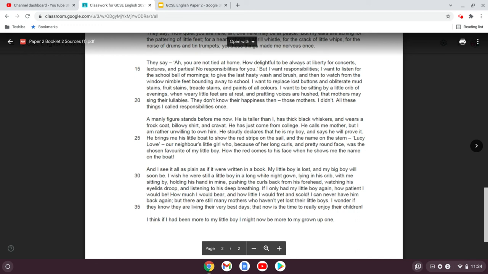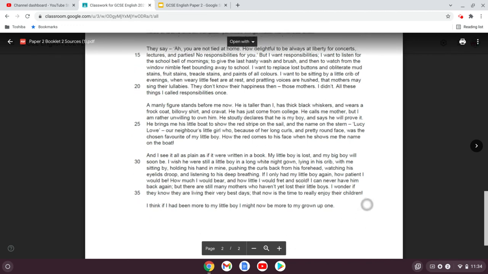My little boy is lost, and my big boy will soon be. I wish he were still a little boy in a long white nightgown, lying in his crib with me sitting by, holding his little hand in mine, pushing the curls back from his forehead, watching his eyelids droop, and listening to his deep breathing. If I only had my little boy again, how patient I would be. How much I would bear, and how little I would fret and scold. I can never have him back again, but there are still many mothers who haven't yet lost their little boys. I wonder if they know they are living their very best days, that now it is the time to really enjoy their children. I think if I had been more to my little boy, I might now be more to my grown-up one.